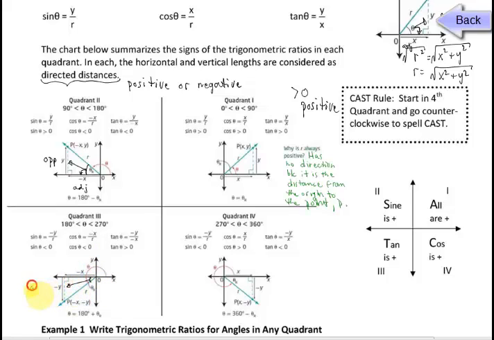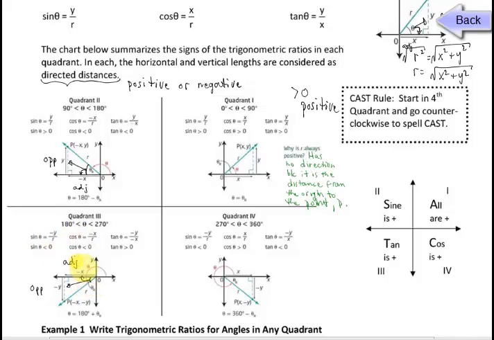Opposite to that is negative y, and adjacent to that is negative x. So now our sine of theta is opposite, negative y, over the radius, which is r, the hypotenuse, and so negative y over r. So take a look, sine of theta is negative, so less than 0.